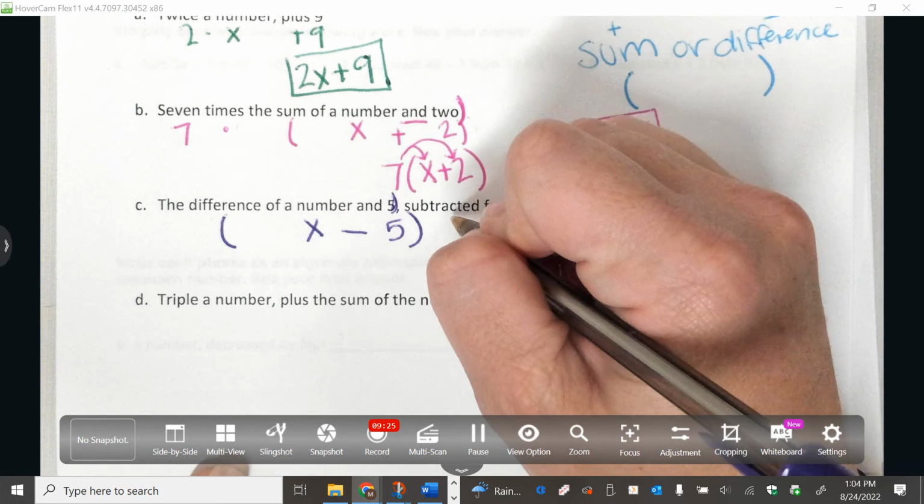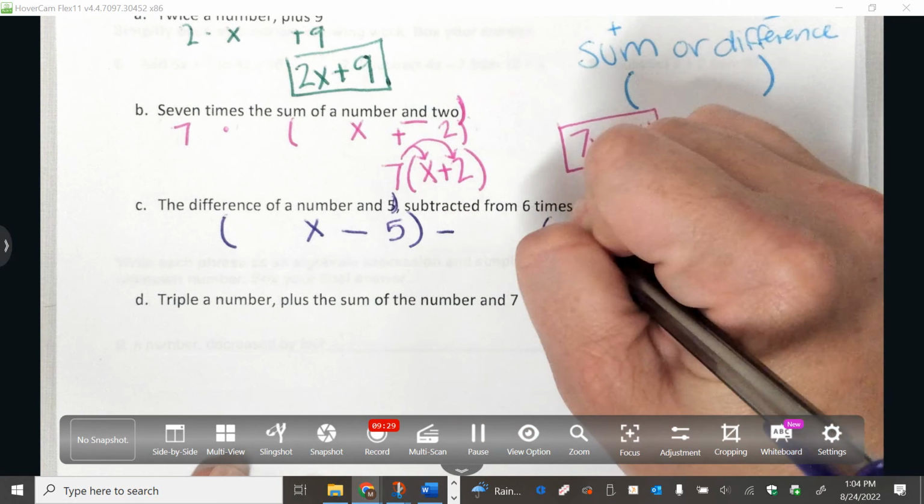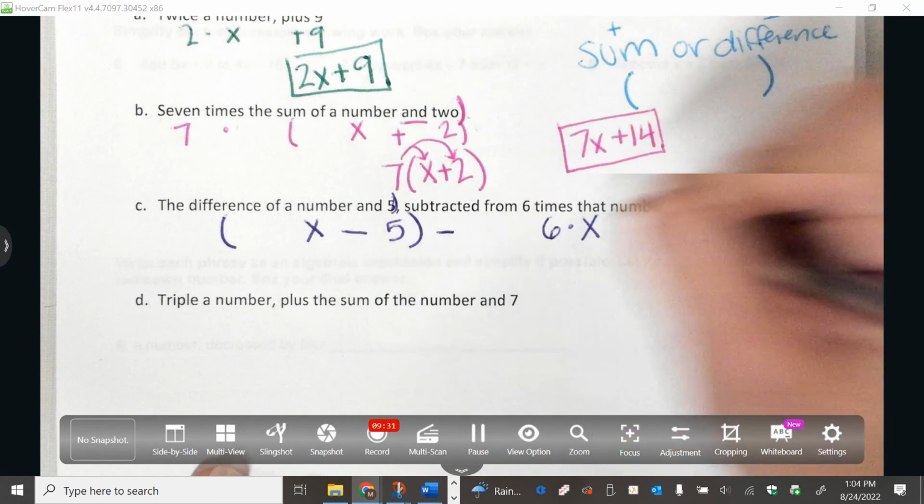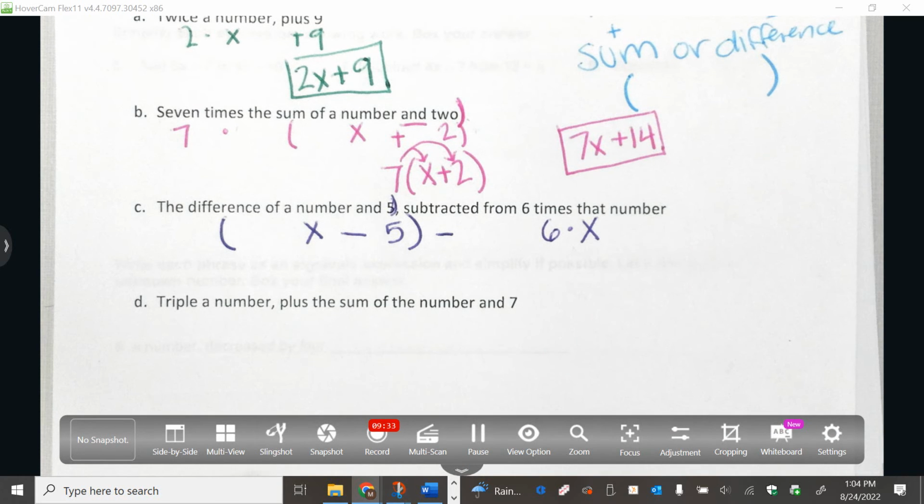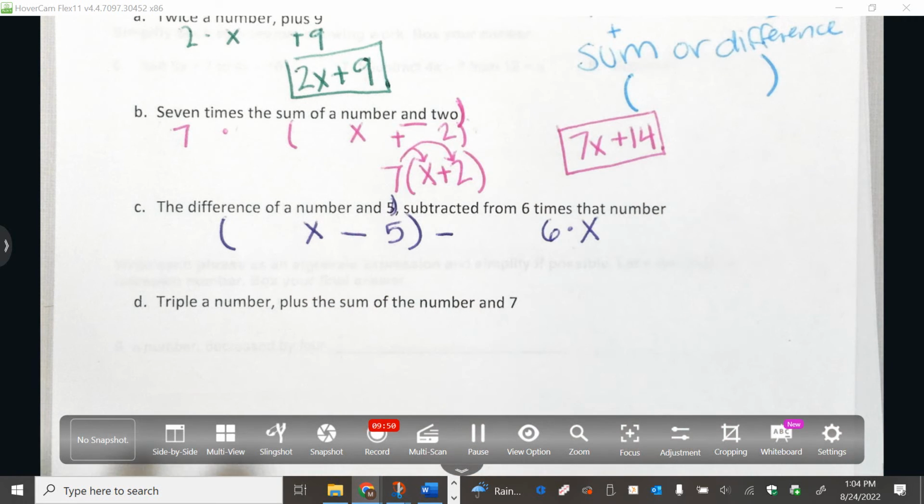Then it says subtracted, so I'm going to draw a subtraction from 6 times that same number we don't know, x. What if it said a different number? You just have to use a different variable, okay? Because it'd be a different unknown. That's all variables are. They're just placeholders for numbers we don't know, okay? But since it said the same number, we're going to use the same letter.